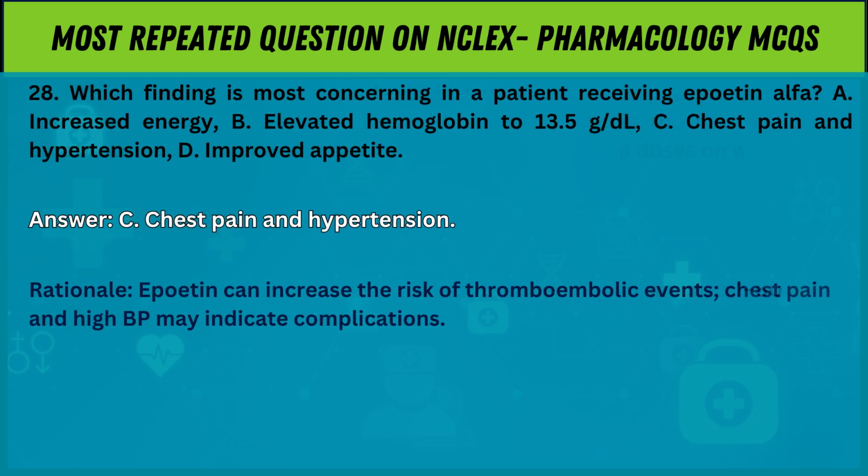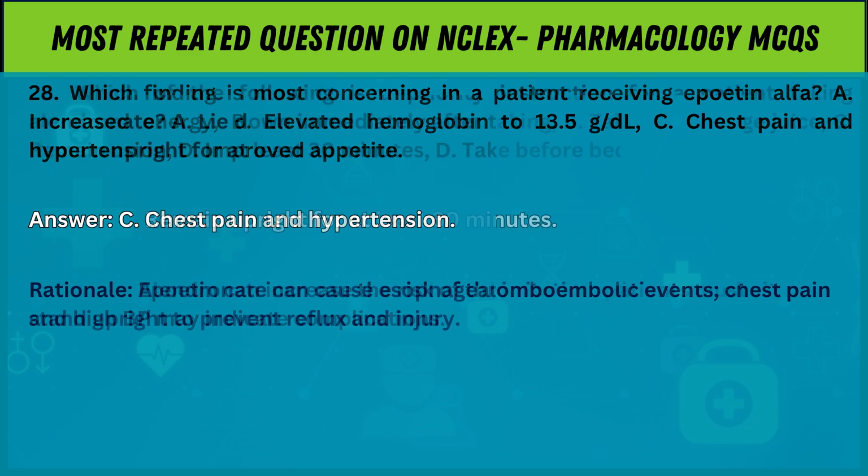28. Which finding is most concerning in a patient receiving epoetin alpha? A. Increased energy. B. Elevated hemoglobin to 13.5 g/dL. C. Chest pain and hypertension. D. Improved appetite. Answer: C. Chest pain and hypertension. Rationale: epoetin can increase the risk of thromboembolic events. Chest pain and high BP may indicate complications.